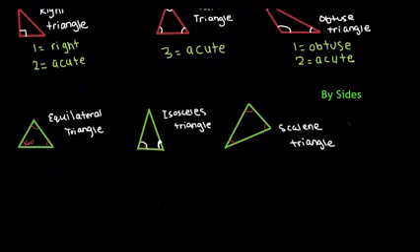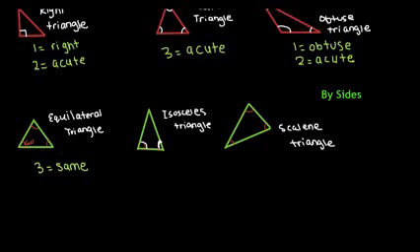And now the second category is based off of the length of the sides. So first, we have an equilateral triangle. Now just from looking at the name, equilateral is pretty much the same thing as equal. So what this is telling us is that all of the sides in this triangle are the exact same. So all three sides are the same. And looking at it from angles, it has three acute angles.